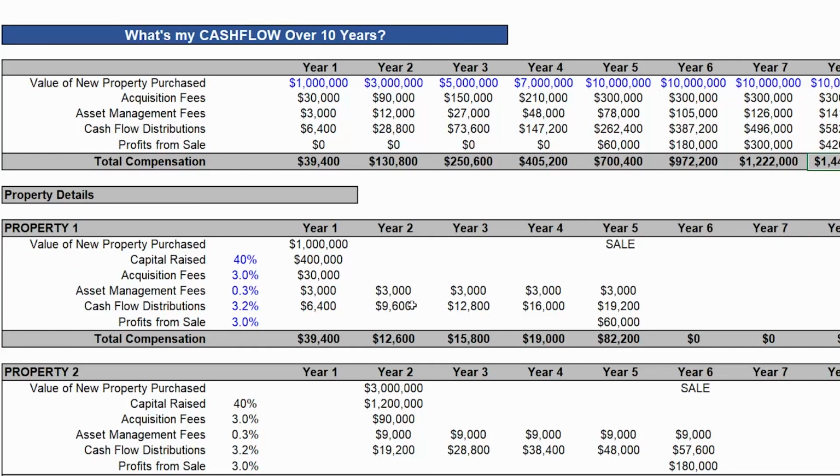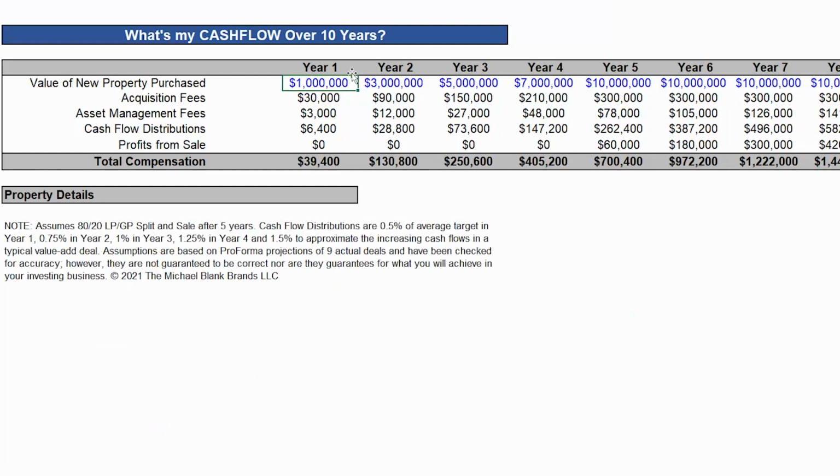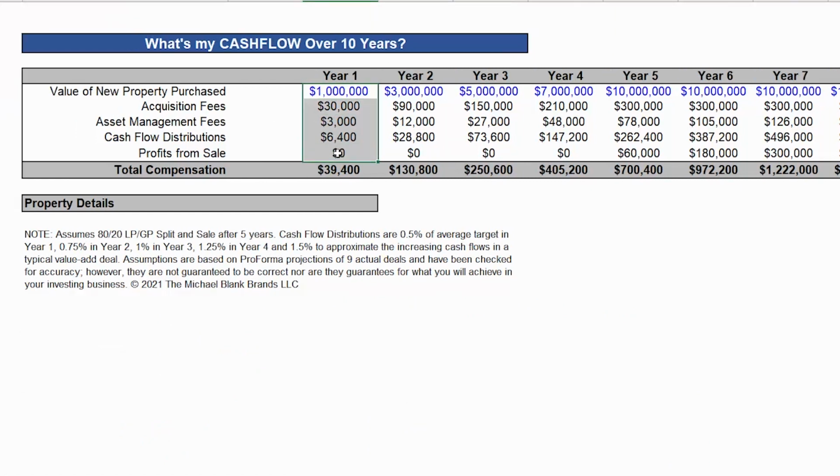Again, in blue is the value of the property that you purchase. And let's just say you're going to purchase a $1 million property in that first year, 3 million the second year, 5 years, and so forth. And it breaks down what you're making here in acquisition fees. So it's 3% you're making off that. You're making $3,000 in management fees, and you're making $6,400 in distributions.